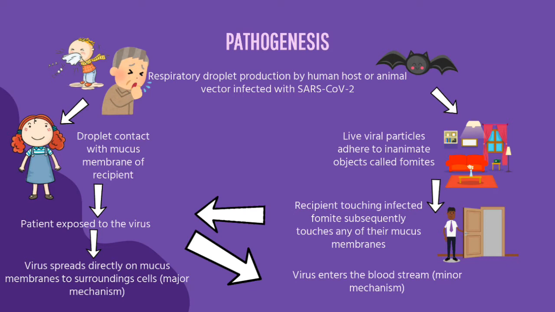Pathogenesis of SARS-CoV-2. This starts with respiratory droplet production by a human host or animal vector infected with SARS-CoV-2. This then leads to droplet contact with the mucous membrane of the recipient, thereby causing exposure to the virus, or live viral particles adhere to inanimate objects called fomites, which leads to the recipient touching the infected fomite and subsequently touching any of their mucous membranes, causing exposure to the virus. The virus then spreads directly on mucous membranes to surrounding cells or enters the bloodstream.